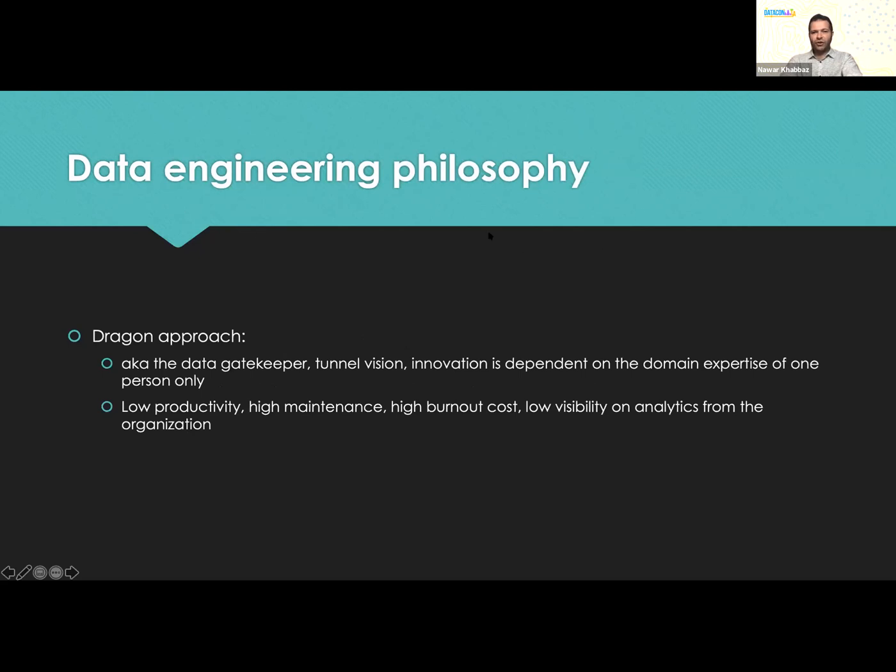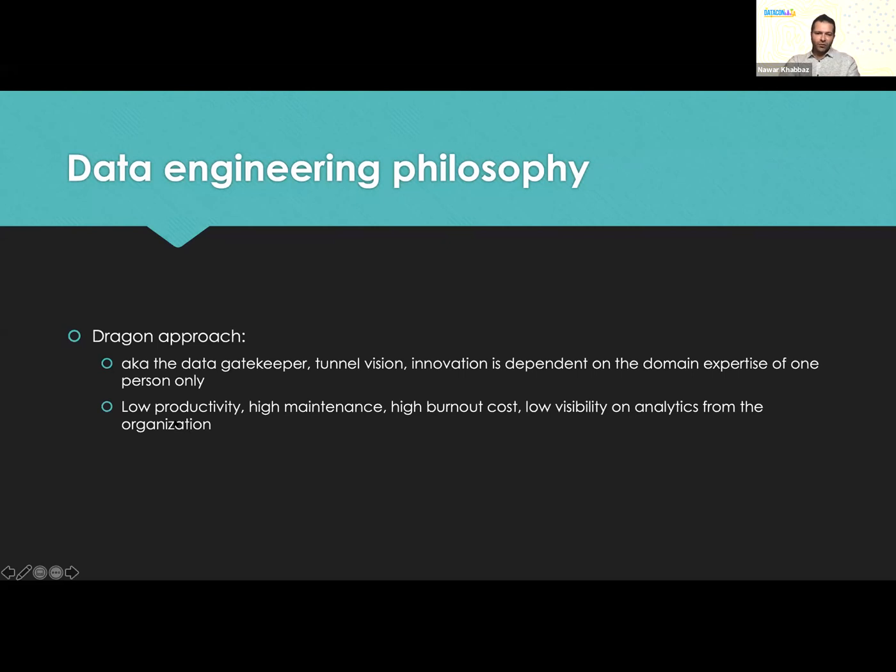As I talked about the data engineering philosophy, in a lot of the monolith companies and older architectures, there's usually something called the dragon approach, where you have one person or one entity act as the data gatekeeper, and everyone in that organization has to go to that data gatekeeper in order to get the data or to even get any meaningful insights out of the data. In such an architecture, you'll have more of a tunnel vision, a longer process to innovate, and a lot of disconnect between the domain experts and what's happening as far as the data analysis and modeling.